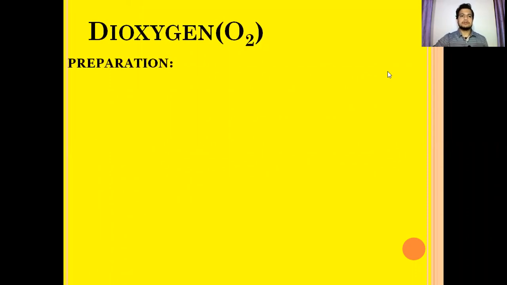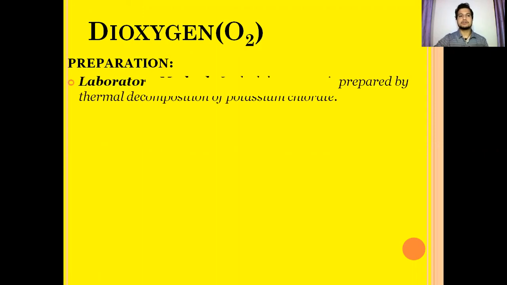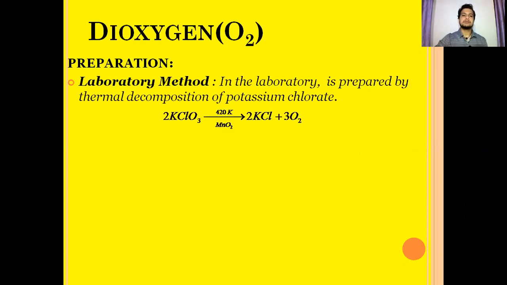The main preparation of dioxygen, or the laboratory preparation of dioxygen, is done by the thermal decomposition of potassium chlorate. So that's the reaction. We take potassium chlorate and heat it to nearly 420 Kelvin in the presence of a catalyst, which is manganese dioxide. It gives potassium chloride and oxygen.